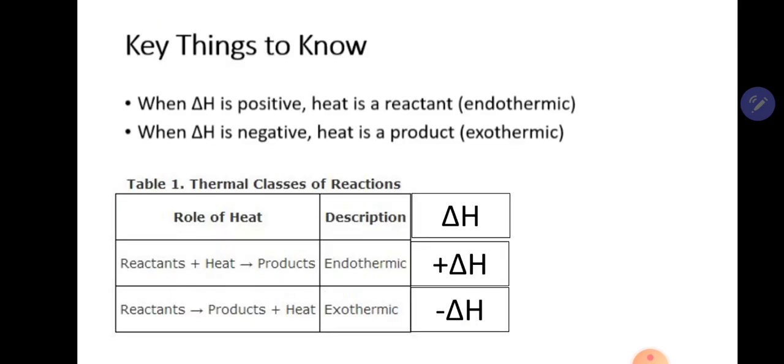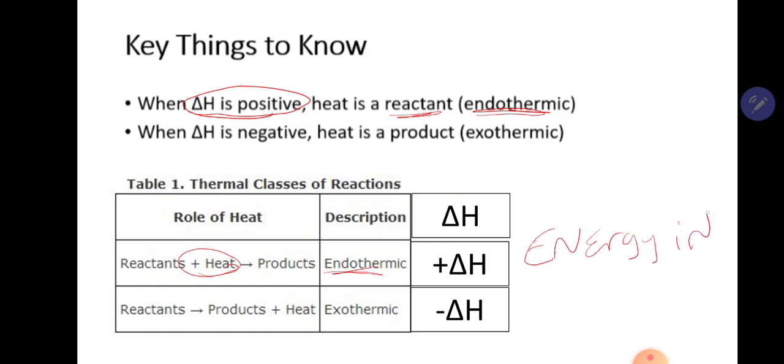Some other things that you need to know: when enthalpy is positive, that means that heat's a reactant. It's in the reactants, and you've got an endothermic reaction. Positive enthalpy, endothermic, because energy is going into the system. On the flip side, if your delta H is negative, your enthalpy is negative, your heat's a product. It's on the product side, and it's exothermic because energy is going out.